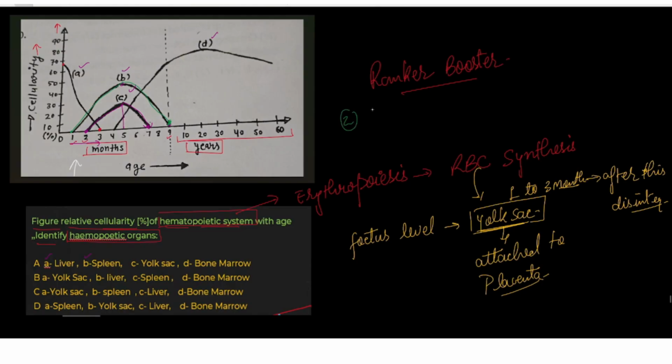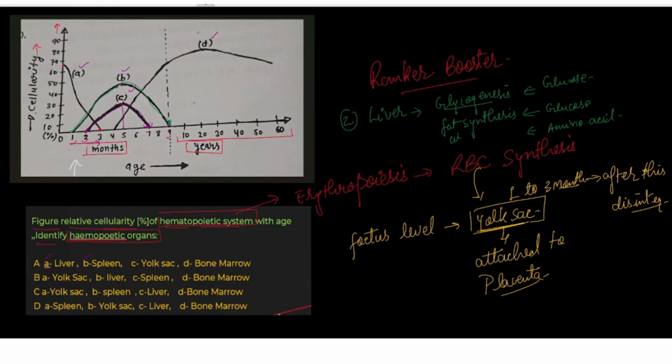Second would be the liver. Why liver? Because liver is actually responsible for the glycogenesis, right? It is the glycogenesis which is occurring in the liver, and fat synthesis from the glucose. Okay, fat synthesis we have seen from the glucose, as well as glycogen also synthesized from the glucose only. As well as some amino acids have to degrade in the liver only. They are going to degrade with the help of the urea cycle.